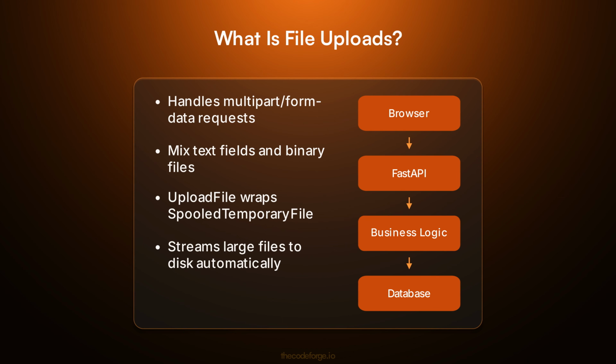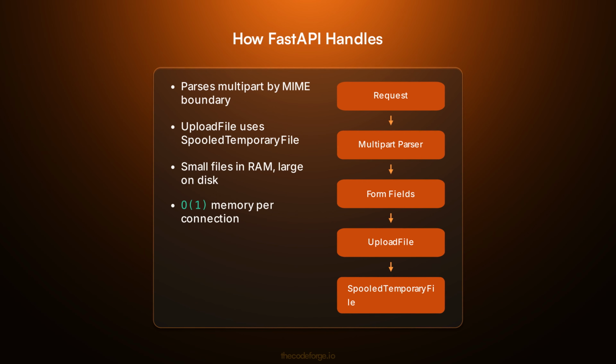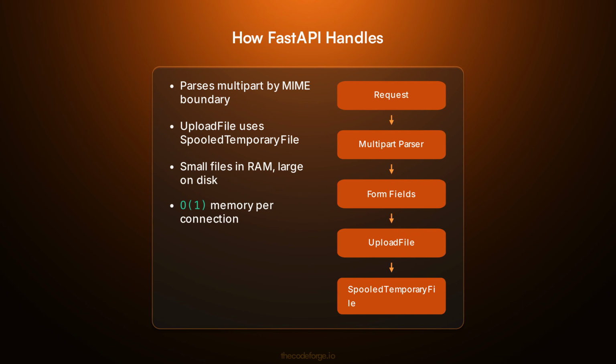FastAPI uses the UploadFile class for file handling, which provides an asynchronous interface for streaming large files without loading them entirely into memory. FastAPI uses the UploadFile class and Form dependency to parse multipart requests. Unlike JSON bodies, form data mixes text fields with binary file streams. FastAPI reads the raw request body, splits it by the MIME boundary, and exposes each part as a Python object.